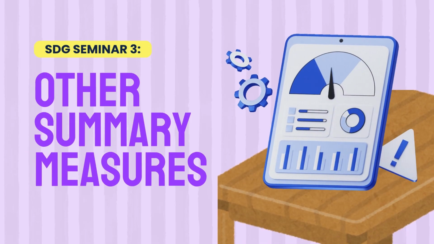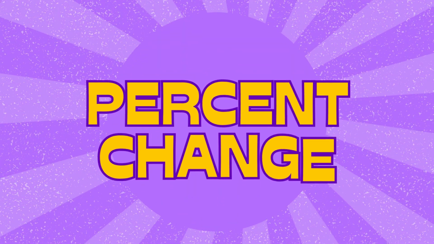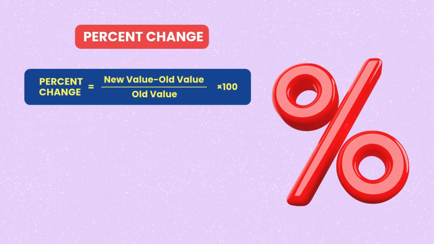Other summary measures. Percent change. Let us have our last descriptive statistic. It is computed as the new value minus the old value divided by the old value and multiply it by 100. Just a few things to note.